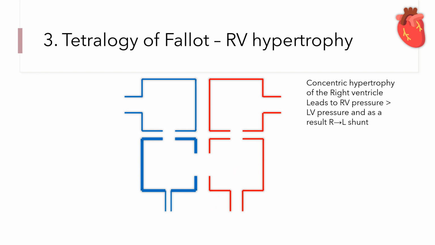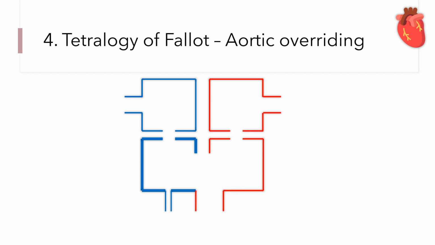So what is the fourth change? The fourth change is the overriding of aorta or aortic overriding. Basically, what does overriding mean? Overriding means a biventricular aorta.